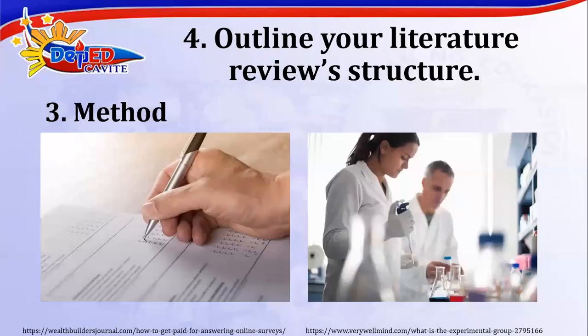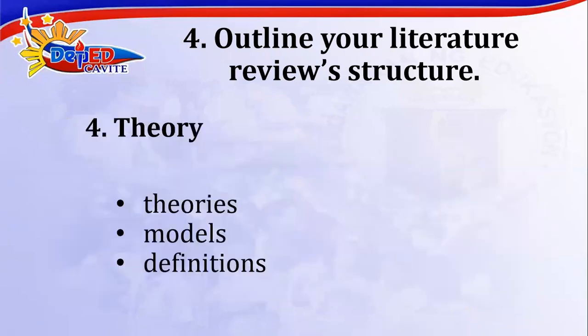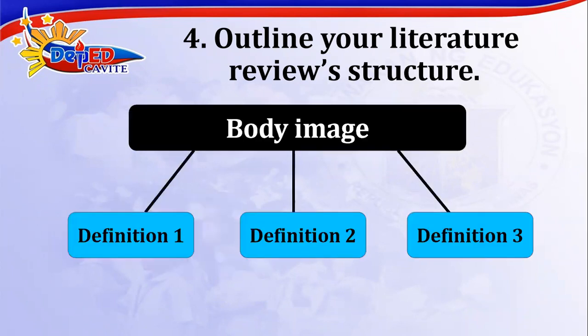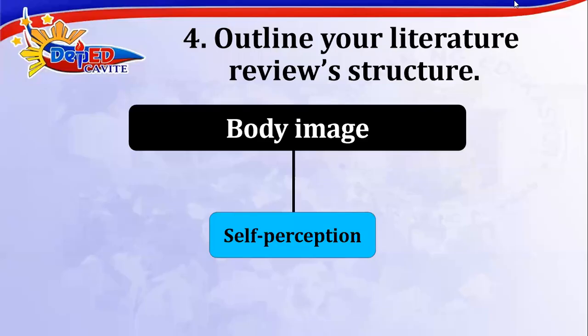For approach number four, you organize your structure based on various theories, models, or definitions of key terms or concepts. For example, you could start by discussing how different scholars have defined the concept of body image, then discuss theories that try to explain the relationships between body image and self-perception.